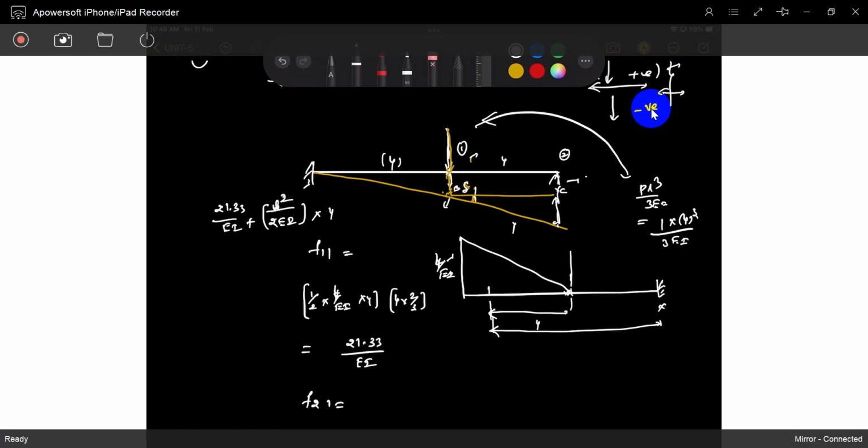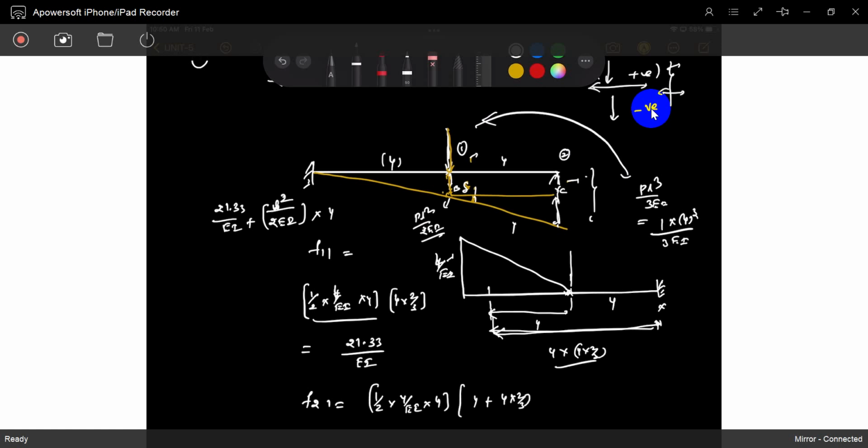The slope is PL square by 2EA. You already know this; we did it so many times. Otherwise, choose the distance here. The distance is 4 plus 4 into 2 by 3. One by 2, 4 by A into 4, with distance 4 plus 4 into 2 by 3. That value is 53.33 by A.